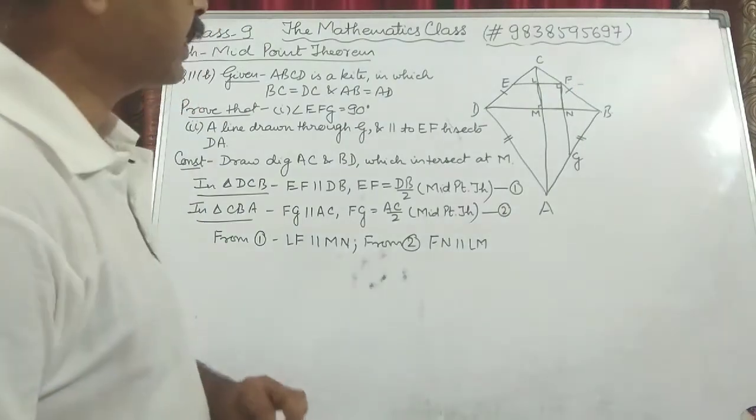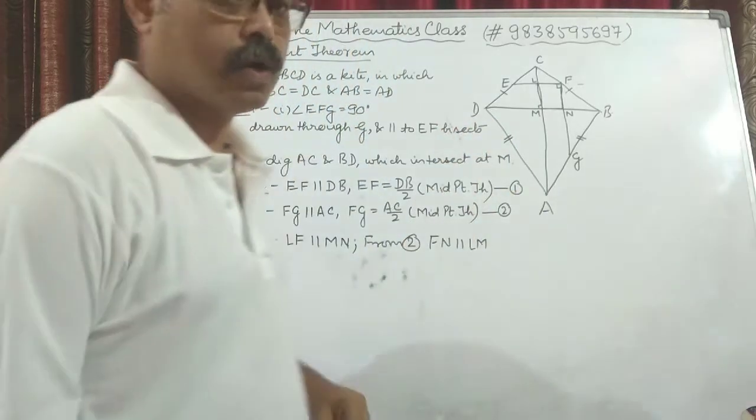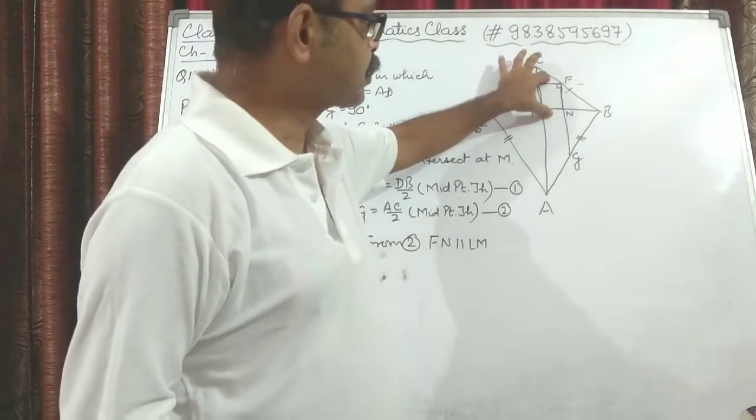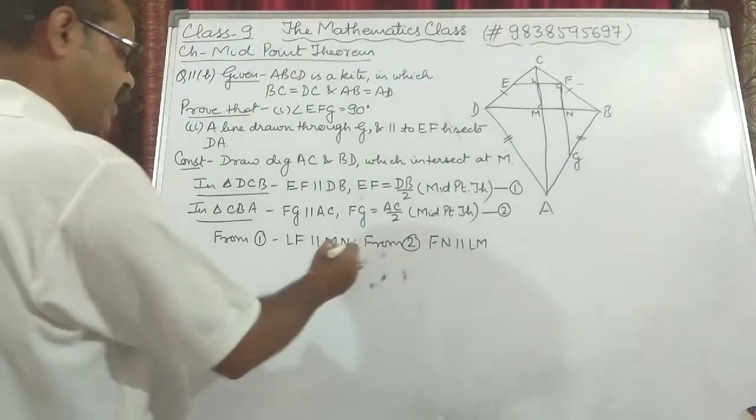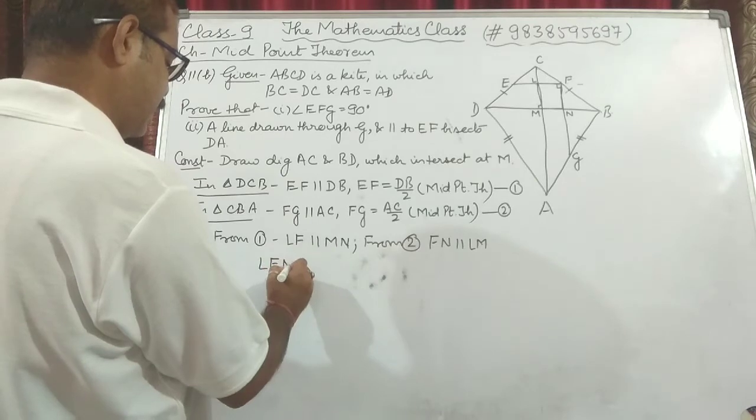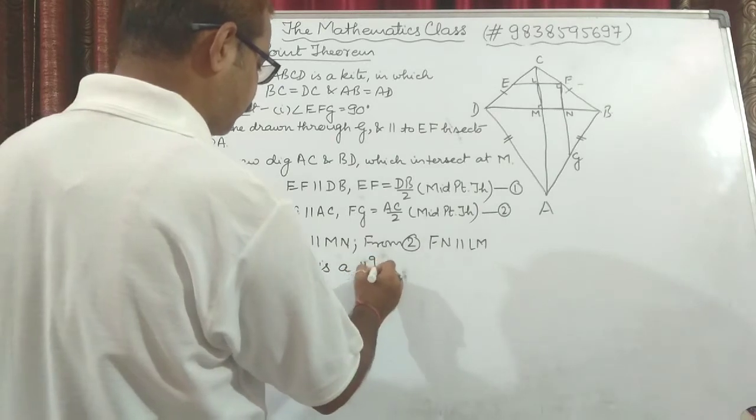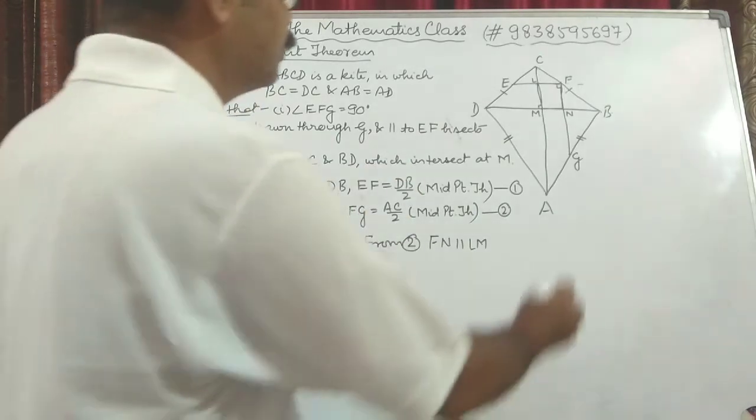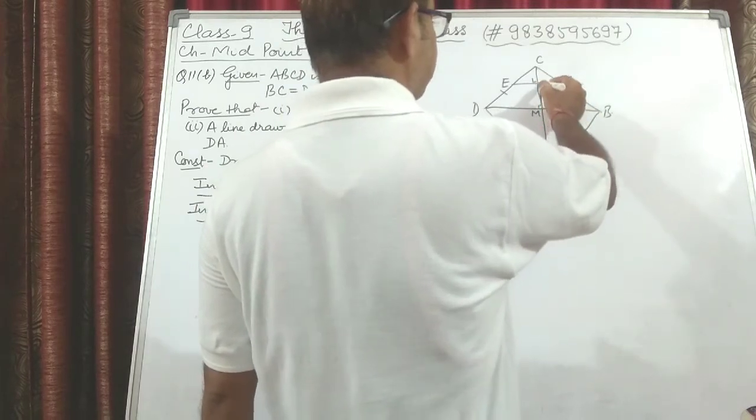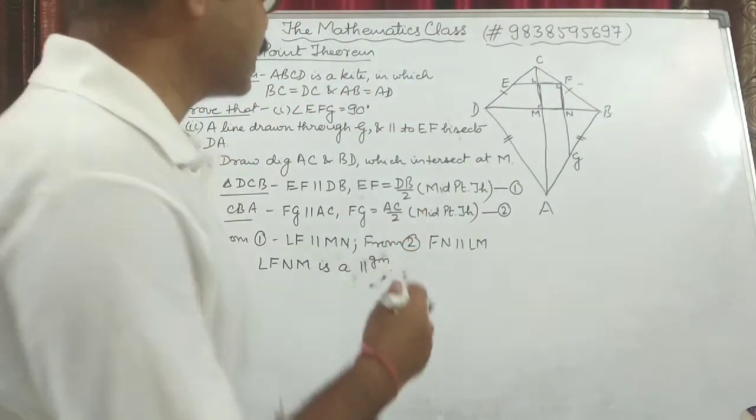Now we have seen that in LMNF, pairs of opposite sides are parallel. These two are parallel and these two are parallel. If they are parallel, so we can say that LFNM is a parallelogram. We have proved that LFNM is a parallelogram. And in a parallelogram, we know that opposite angles are equal.